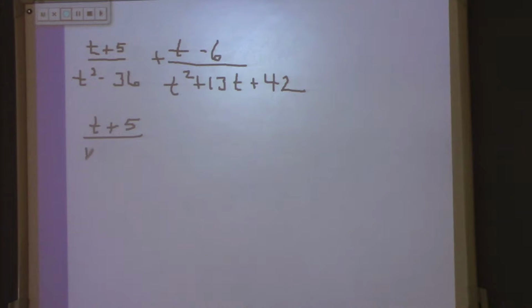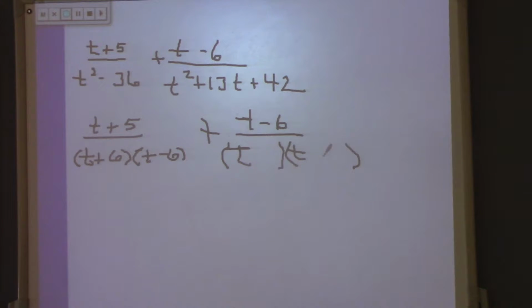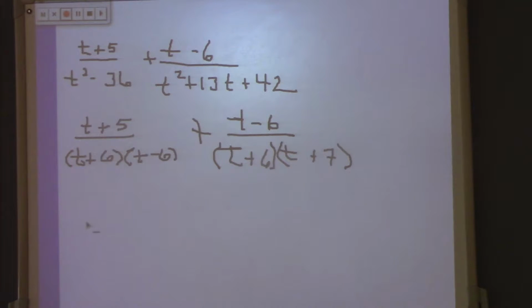over t plus 6 times t minus 6, that's shortcut number 3, plus t minus 6 over t and t, and that'd be 6 and 7, a plus 6 and a plus 7. So we're going to have 3. That's exactly what this means. So our common denominator is t plus 7, t plus 6, t minus 6.